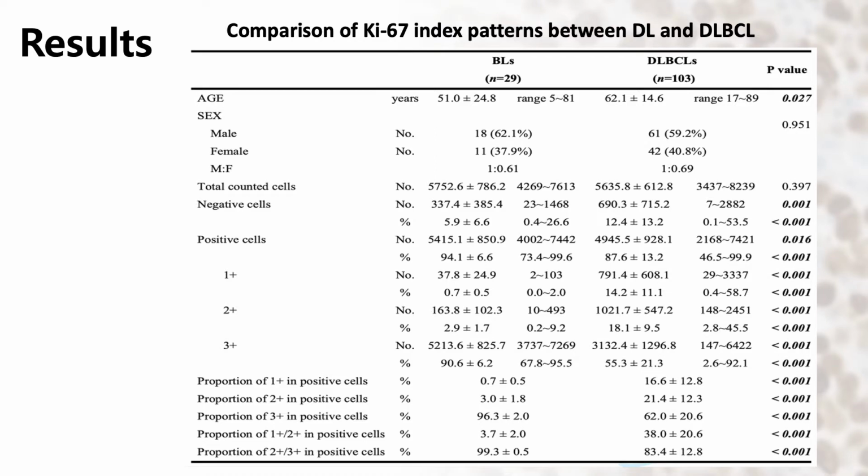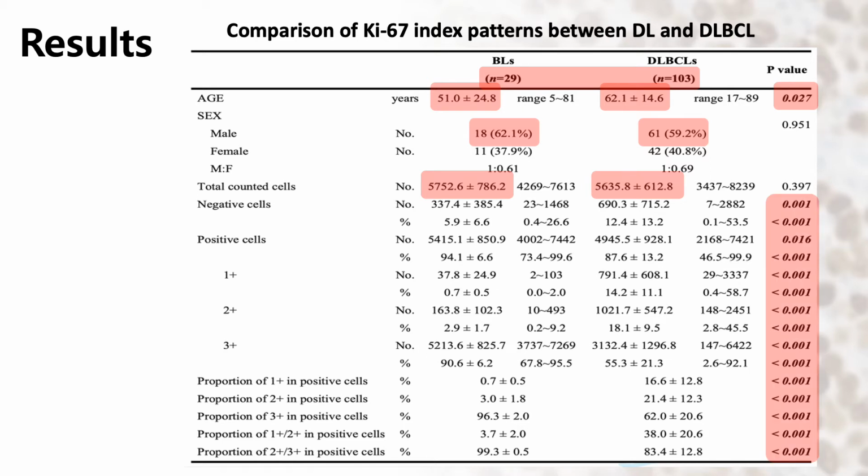As a result, a total 29 cases of Burkitt lymphoma and 103 cases of DLBCL samples were included for the comparison. The average age of patients with DLBCL was 11 years higher than that of patients with Burkitt lymphoma. Burkitt lymphoma and DLBCL was found in more males than females, although this difference was not statistically significant. Around 5,700 cells were counted in both groups.